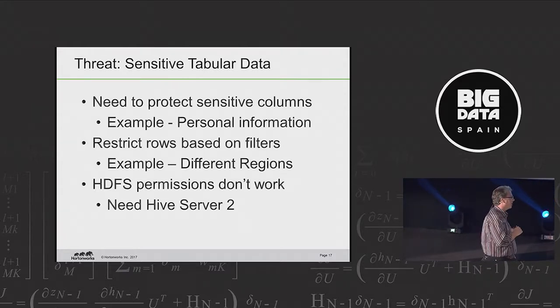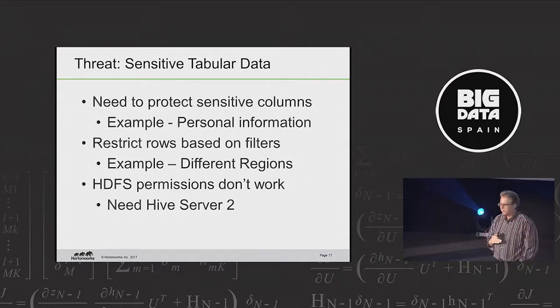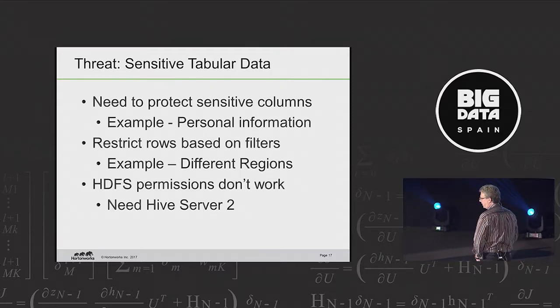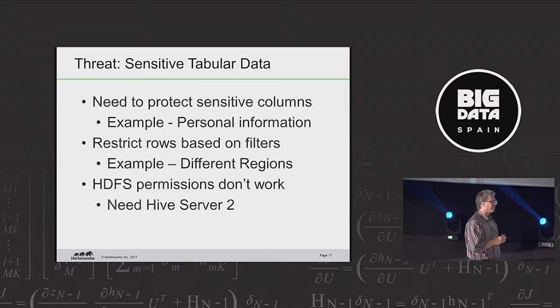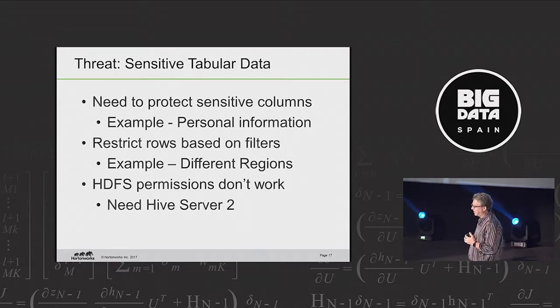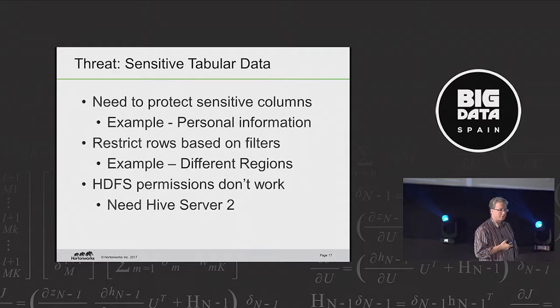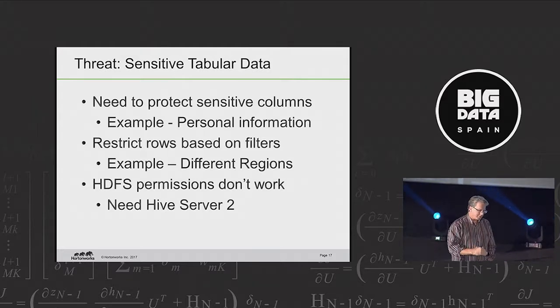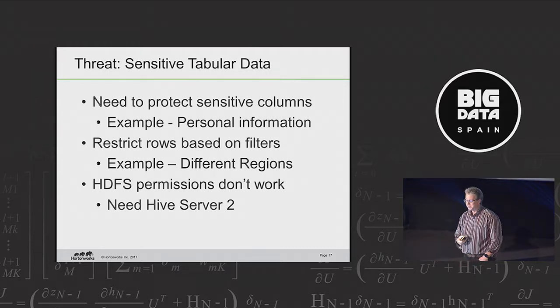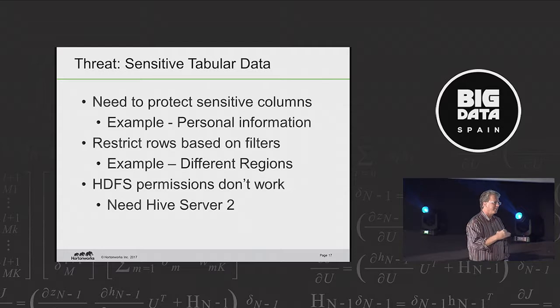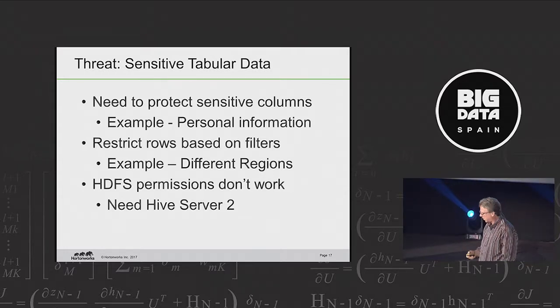Okay, so what do we do about tables? Although Hadoop was originally set up to deal with schema-less data, in fact, the vast majority of the data that we get is in tables. So sometimes we want to protect sensitive columns like personal information. We want to restrict rows, perhaps based on the different regions, or only enable doctors to see their own patients' information. But in whichever case, we want to restrict who can see what at a finer grain than at the file level.